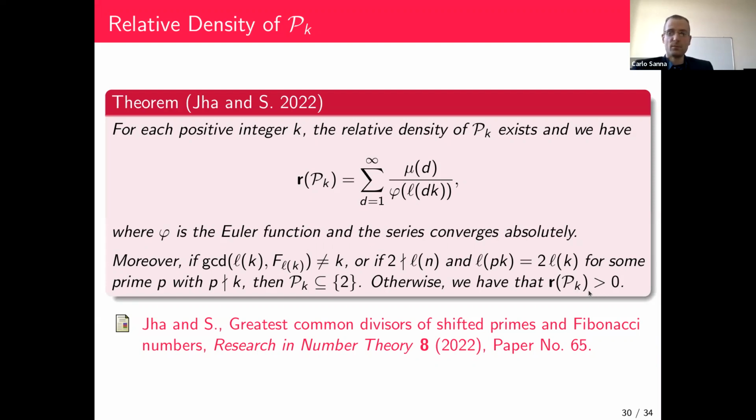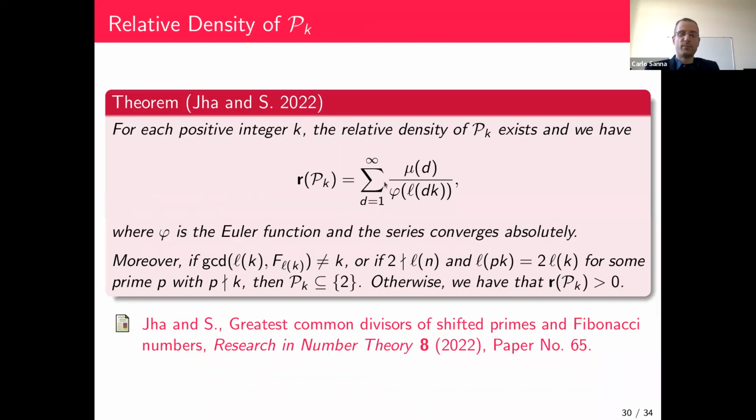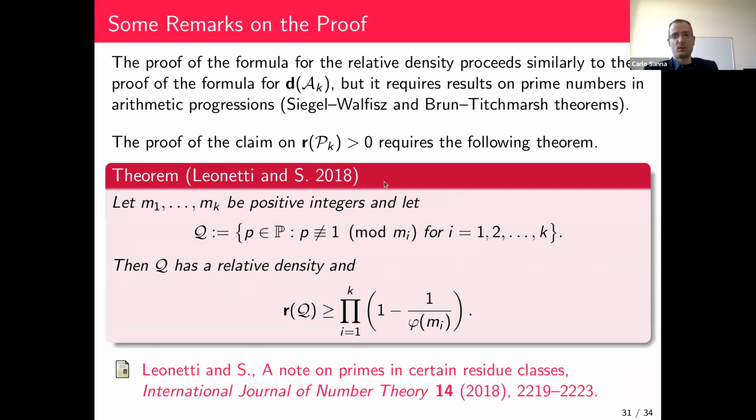Here the criterion is a bit more complicated because essentially it can happen that the fiber consists only of the prime number 2. So there's only this technical complication. Now, the proof of this formula, without much surprise, proceeds in a very similar way to the formula for the fibers A sub k, but it requires a result from the distribution of prime numbers in arithmetic progression.